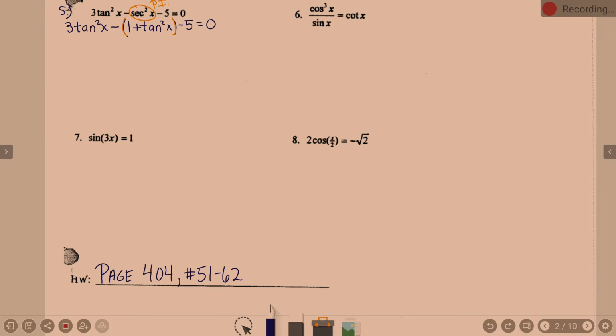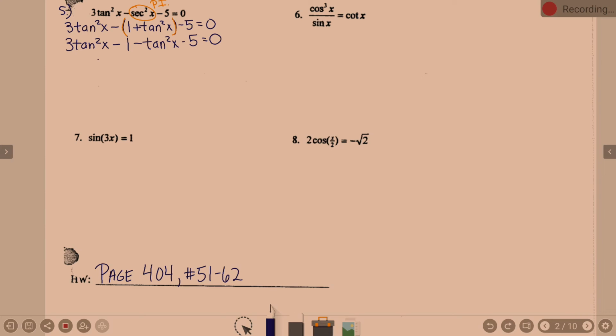Okay? Can we do a little bit of cleanup? Okay. Yes. So first of all, take 1 step, take 2 steps, whatever. I'm going to distribute my negative. So I'm going to say 3 tangent squared x minus 1 minus tangent squared x minus 5 equals 0. That was just me applying the subtraction, yes? I didn't mess up, did I? Okay. Are there some like terms I can put together? Yeah. Yeah? What is 3 tangent squared x minus tangent squared x?